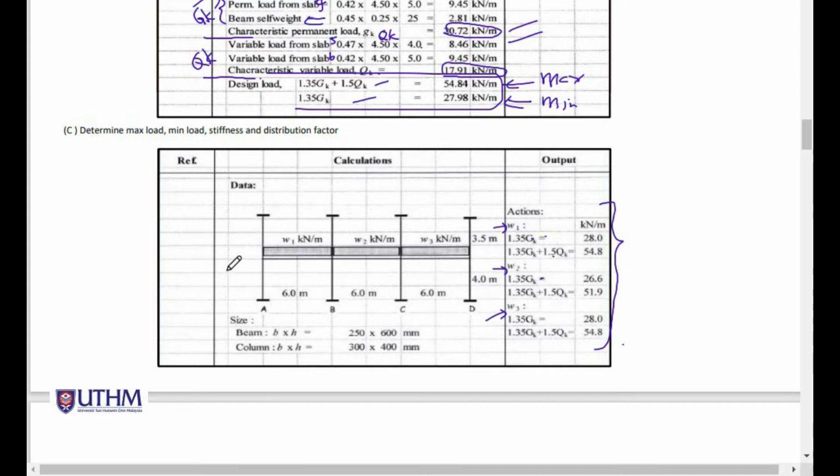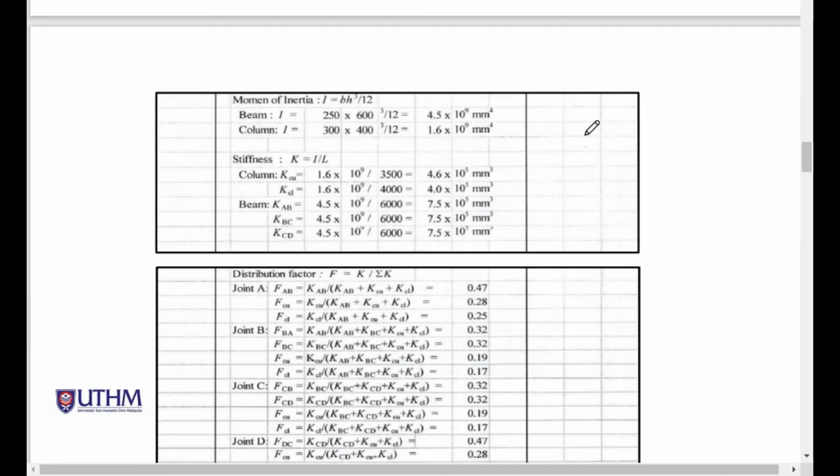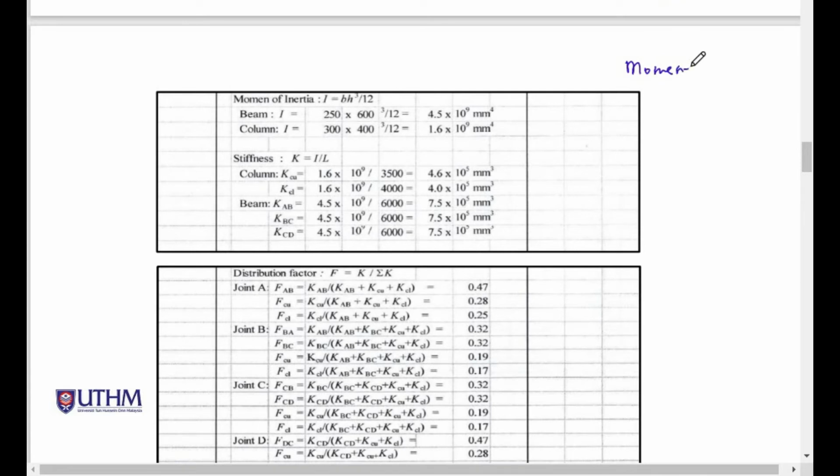The beam size here is 250 by 600 millimeter, b by h, and the column size is 200 by 400. This is important for you to calculate the moment of inertia, which will later be used in the stiffness determination. Next is to determine the moment of inertia. Before I proceed with this, in this frame analysis you will use the moment distribution method.